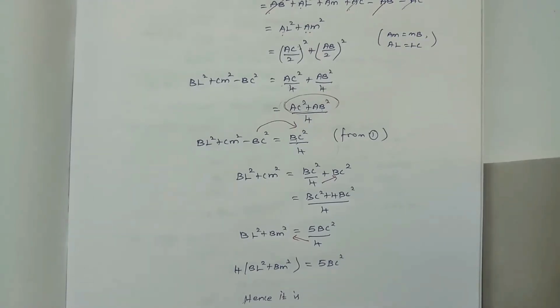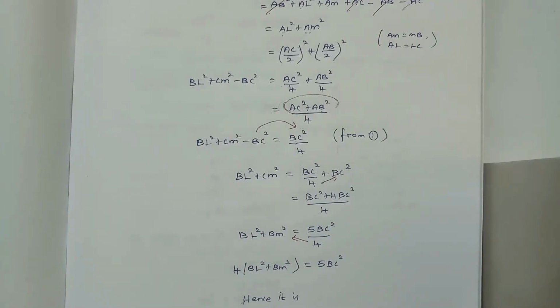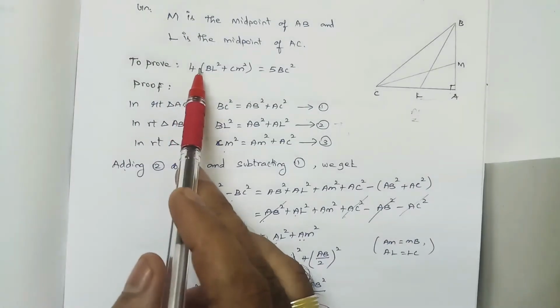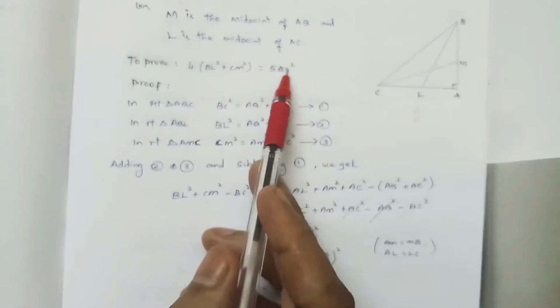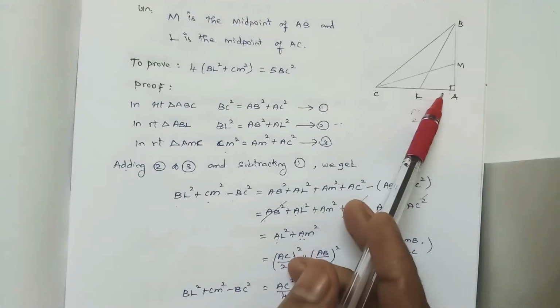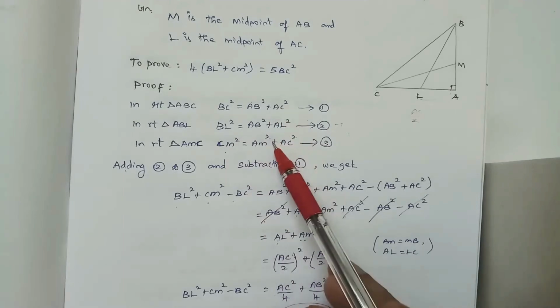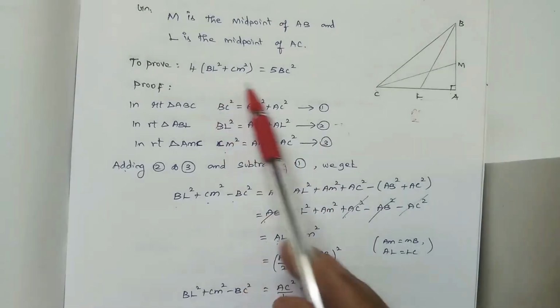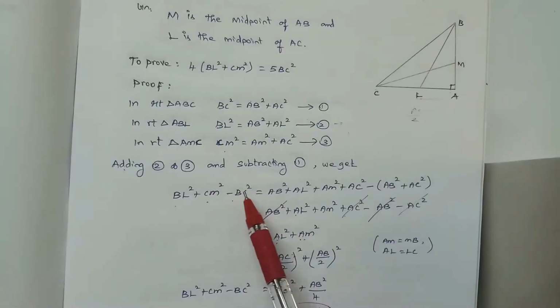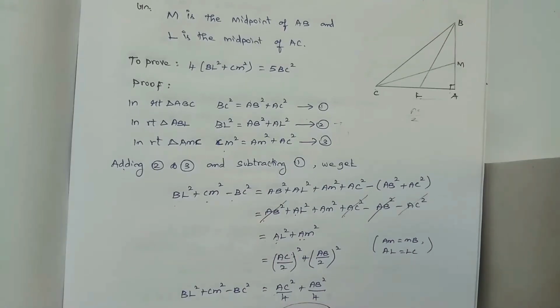So see, very simple, right? While we are seeing this proof, it looks somewhat bigger, but while you are understanding, it will be very easy. What we want to prove? We want to prove 4 times of BL square plus CM square is equal to 5 times of BC square. So we are having right angle triangles. With the help of right angle triangle property, we write the 3 equations that we need. Based on that, we substitute and simplify, and we directly get the solution. Understood? Next, sum number 10.